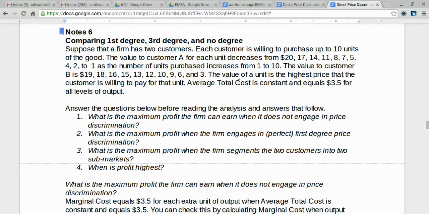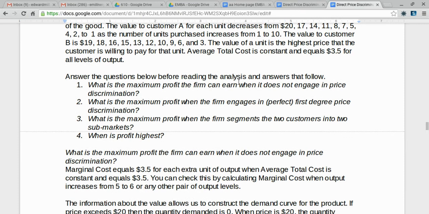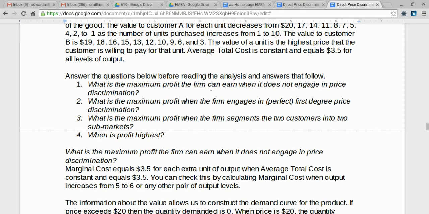We're also told that average total cost is constant and equals 3.5 for all levels of output. We're going to answer 3 questions. What's the maximum profit when the firm does not engage in price discrimination? What's the maximum profit when the firm engages in first-degree price discrimination? What's the maximum profit when the firm segments the 2 customers into 2 submarkets? And finally, when is profit the highest?